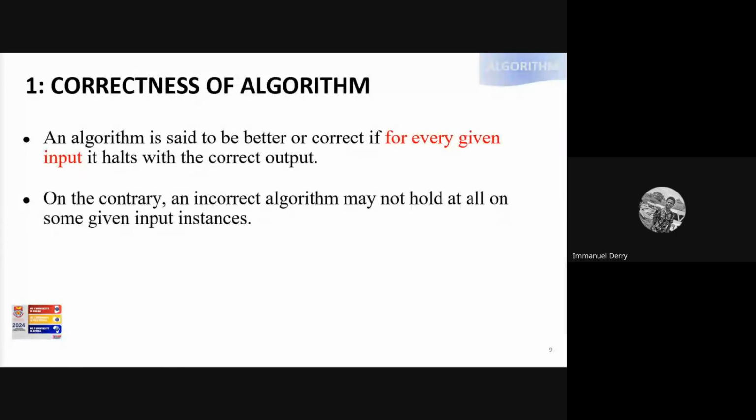All right, so let's move on and talk about correctness of an algorithm. When we talk about an algorithm being correct, it's basically saying that for every given input, it should be able to halt and return the correct output that we are looking for. That is when we say that an algorithm is correct. But then let me ask, do you think every algorithm has the opportunity to halt? Does every algorithm halt?